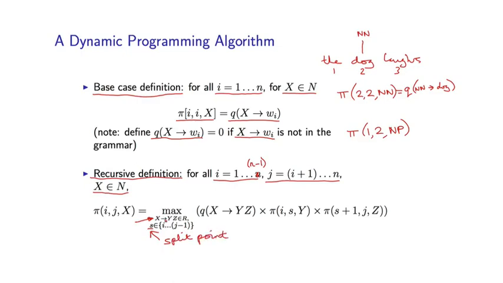And so I'm going to search over these two choices, the choice of rule and the choice of the value for s. And then I'm going to multiply in q, the probability for this rule that I've chosen. And then I have pi of i, s, y, where y is here, and pi of s plus 1, j, z, where z is here. And so this definition is recursive because this value of pi is calculated based on other values of pi. In particular, it's based on values of pi which are based on shorter segments. So the length from i to s, or from s plus 1 to j, is smaller than the length from i to j.